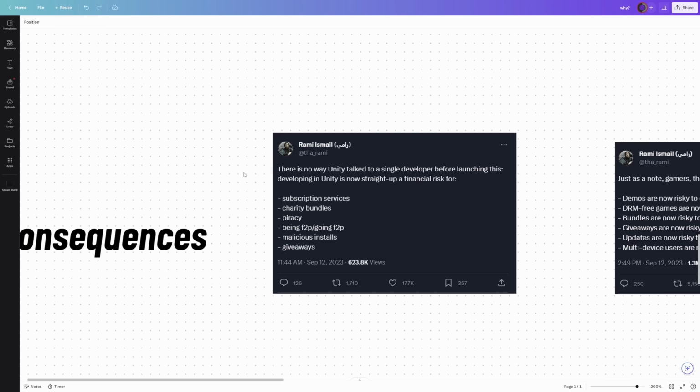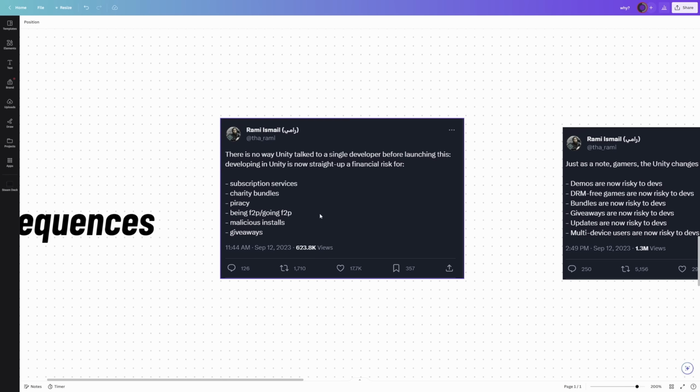A lot of the consequences that I'm going to talk about here, some of them have already been walked back. These are things that immediately people were calling out as problematic. From Rami Ismail, he says there is no way Unity talked to a single developer before launching this. Developing in Unity is now straight up a financial risk for subscription services, charity bundles, piracy. I'm going to get back to piracy. Being free to play or going free to play, malicious installs. That's why I wanted to get back to piracy, and giveaways.